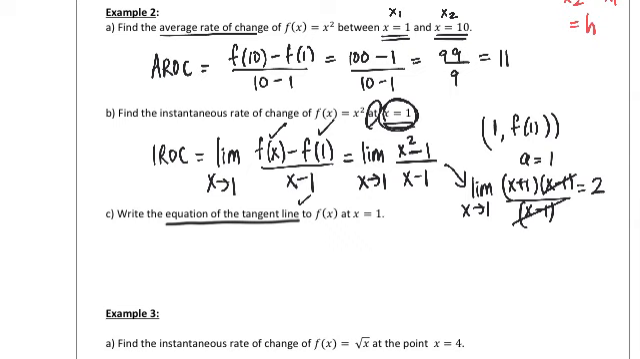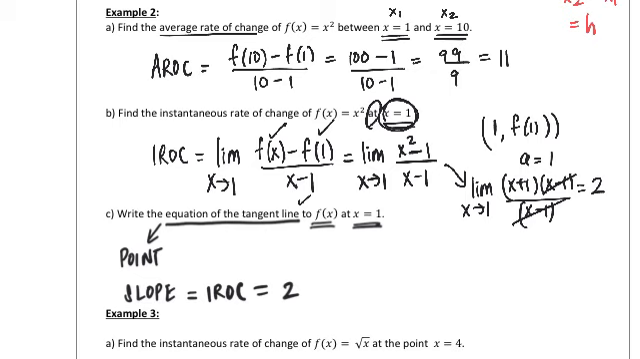So the tangent line is a very important line in calculus, and we are going to need to be able to write the equation of the tangent line, in this case to the function f at x is equal to 1. Well, it's actually really simple. Just remember that for the equation of a line, you need a point and you need a slope. The slope of the tangent line is the instantaneous rate of change, and that we already just calculated in part B. It's equal to 2.